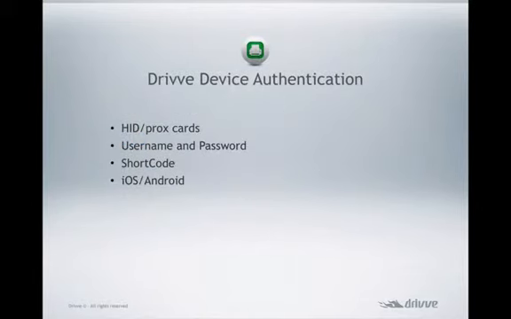With the device authentication portion, we have a few different options for signing in. We can use HID or proximity cards for swiping. You also have the option of selecting to enter your username and password. We can also enable a shortcode function, which allows the user to just enter a very short code that's bound to their username. And we also have the option in some cases to utilize the iOS Android app in order to swipe a QR code to log in.